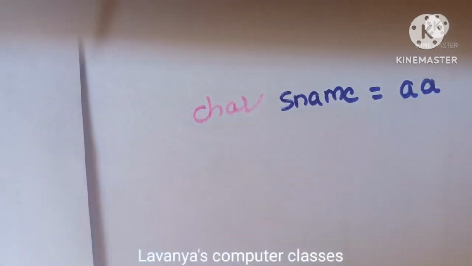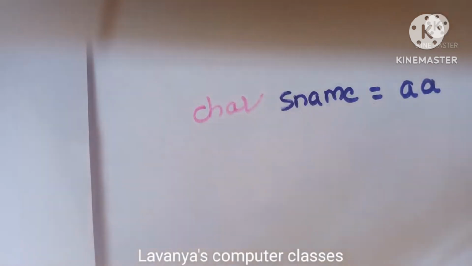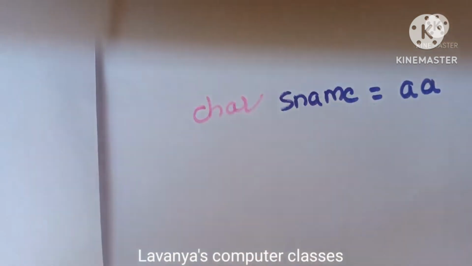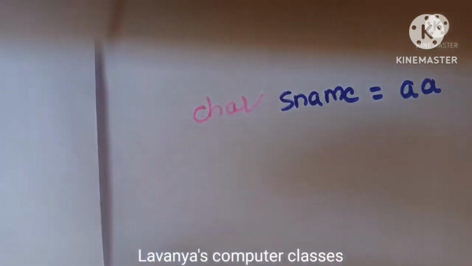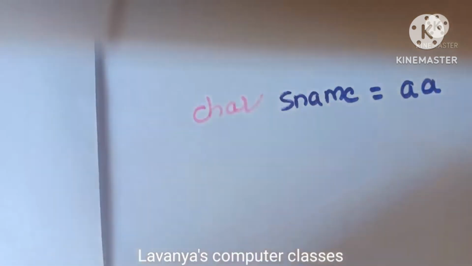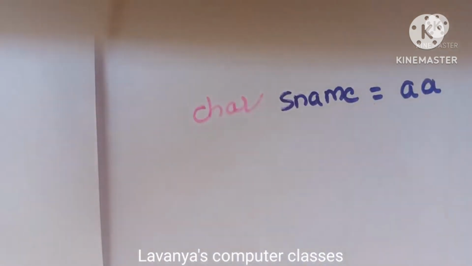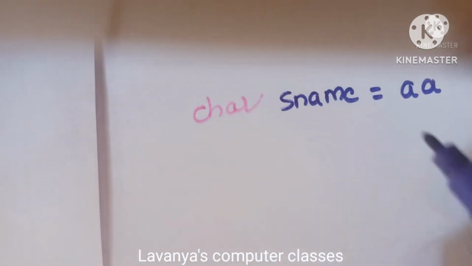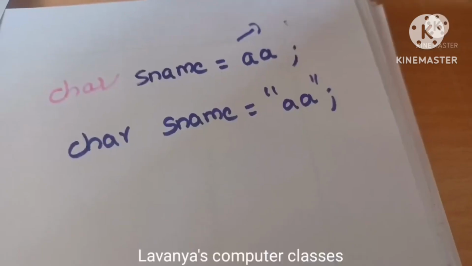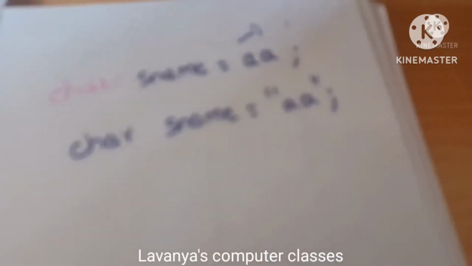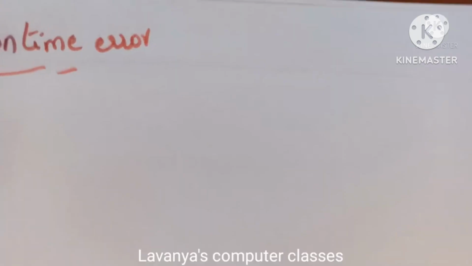Misspelling keywords is also one more example. char s name equal to AA. Group of characters, this is a declaration. This is also showing some error, because all character strings must be kept in double quotation marks. If you do not keep double quotation marks, it shows an error. So these all types of errors are called compile time errors.